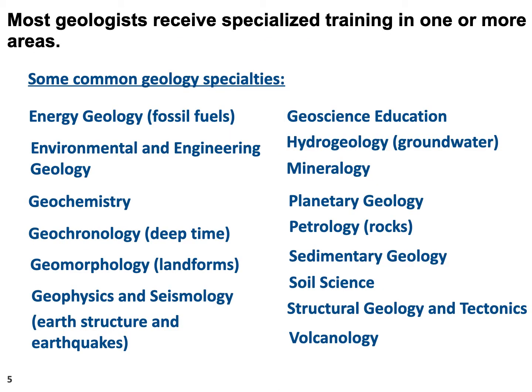Most professional geologists have master's degrees, which means at least 6 years of college education, and most of us specialize in one area or another as graduate students, or even undergraduates. Common geology specialties include energy geology, environmental and engineering geology, geochemistry, geochronology, geomorphology, geophysics and seismology, geoscience education, hydrogeology, mineralogy, planetary geology, petrology, the study of rocks, sedimentary geology, soil science, structural geology and tectonics, and volcanology.